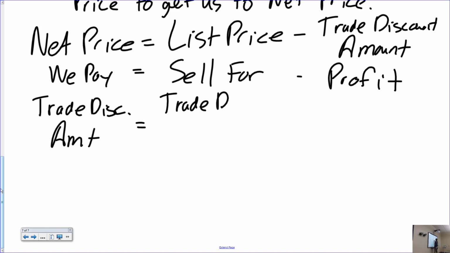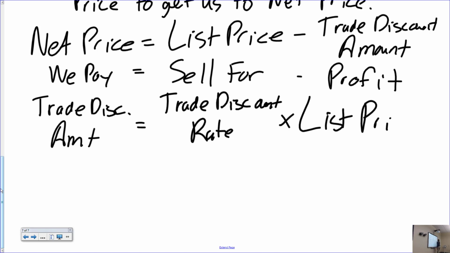Trade discount rate times the list price. So your discount amount will always be a percentage of whatever the list price is. And honestly, folks, this is the only thing that you negotiate with your manufacturer, is what's my trade discount percentage. Right? And if you can convince them to give you a higher percentage discount, you make more money. If you can't, then you don't. Period. All right?